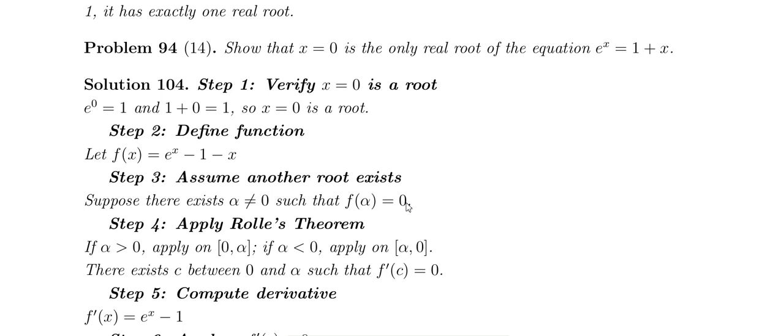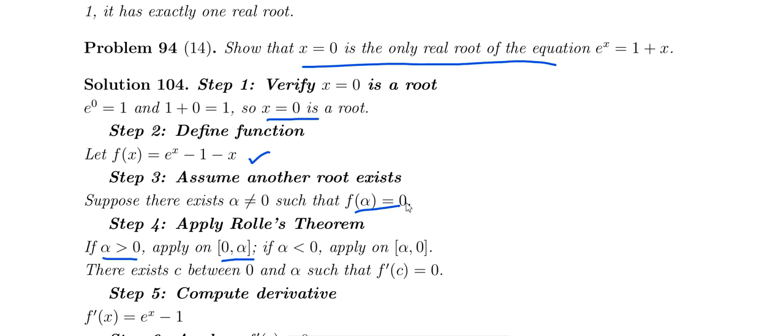x equal to 0 is the only root of the equation. e power 0 equal to 1, that is 1 plus 0 equal to 1. So x equal to 0 is the root. Taking the function e power x minus 1 minus x, suppose there is another root, there exists alpha not equal to 0 such that f of alpha equal to 0. Already f of 0 equal to 0 and f of alpha equal to 0. So we can take our interval as 0, alpha.